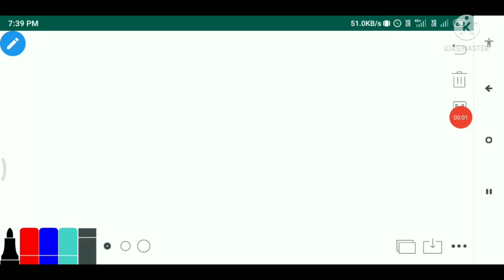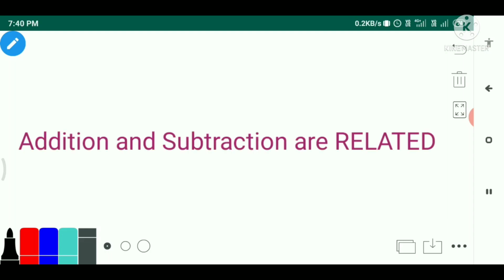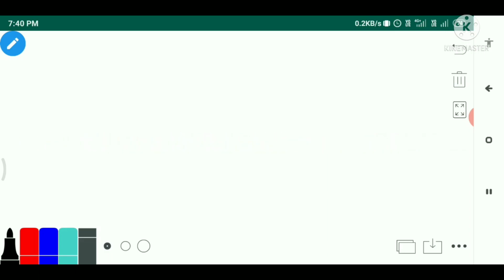Good morning, students. Today I will discuss a new topic, that is the relationship between addition and subtraction. Okay, so before I start this topic, let me remind you what is addition and what is subtraction.